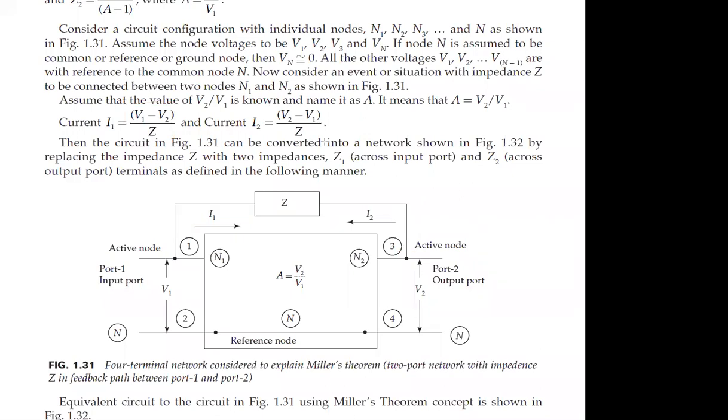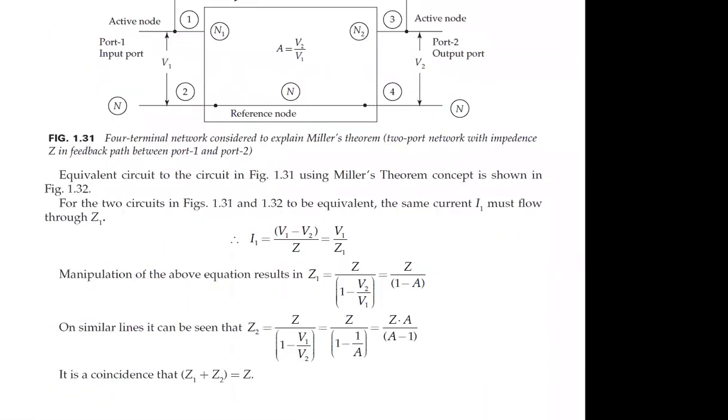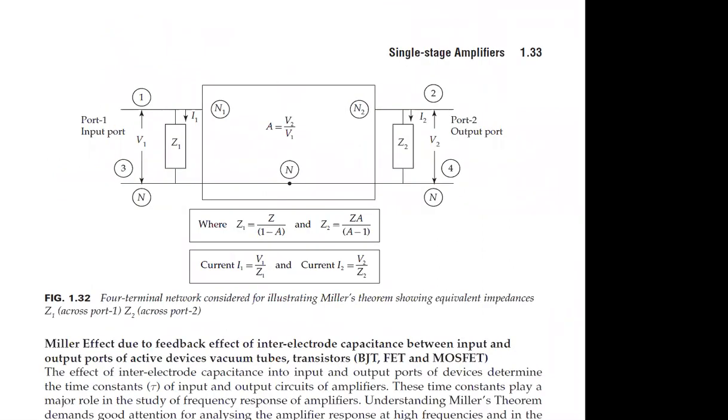Now, as I have shown, the equivalent circuit is divided into two parts, Z1 and Z2. From the equivalent circuit, I am writing this relation. The equivalent circuit for the Miller circuit 1.31 is shown in 1.32. From this circuit, we are going to verify that the overall impedance is the same and the currents flowing into the terminals are the same.